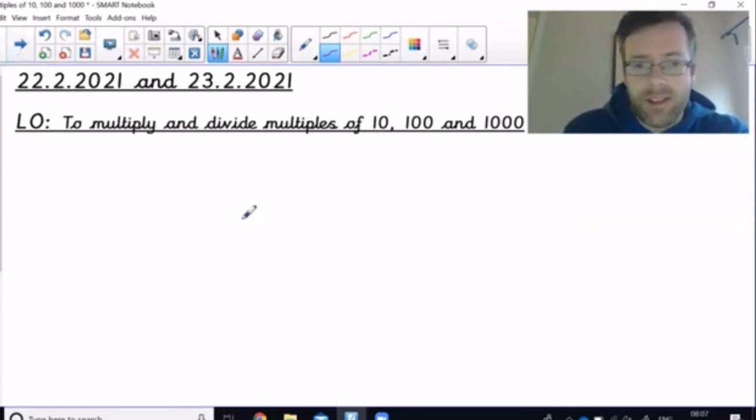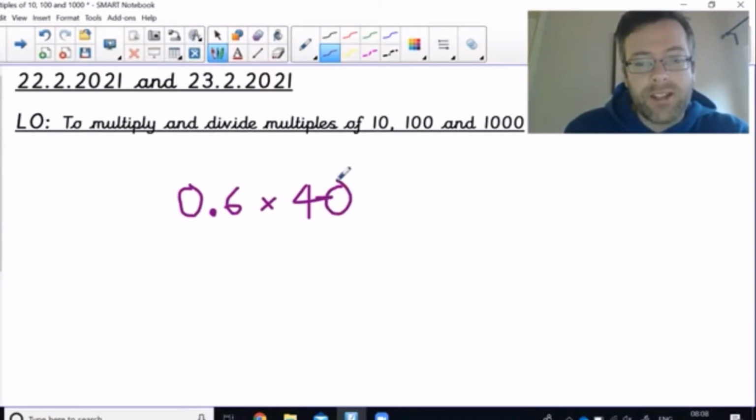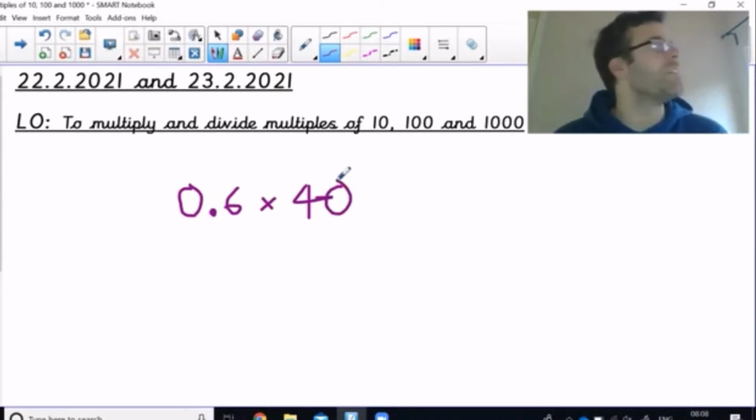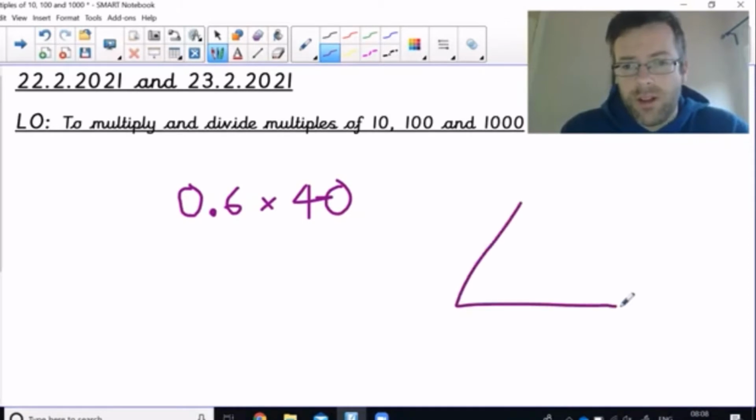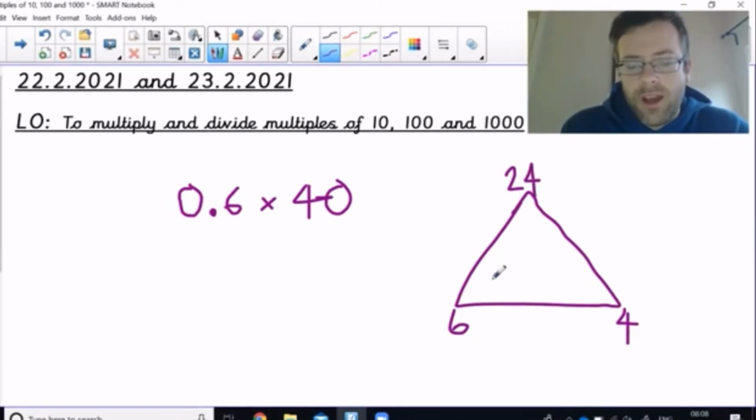You might get stuff like this. You might get something like 0.6, which is more like a go type question, times by 40. Again, if I tried to put that into a column method, it would be an absolute nightmare. It would be horrible. So what I can do, sorry, my boiler's gone off, I can do 6 times 4 because I can see that in there, which I know is 24. Now in this one, I'll do this one first.